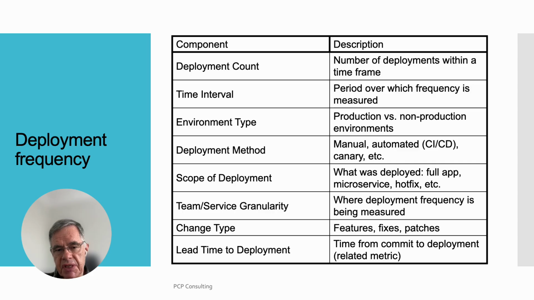Environment type, production versus non-production environments. Deployment method, manual, automated, canary, etc. Scope of deployment, what was deployed: full app, microservice, hotfix, etc. Team service granularity, where deployment frequency is being measured. Change type, features, fixes, patches. Lead time to deployment, time from commit to deployment, related metric.